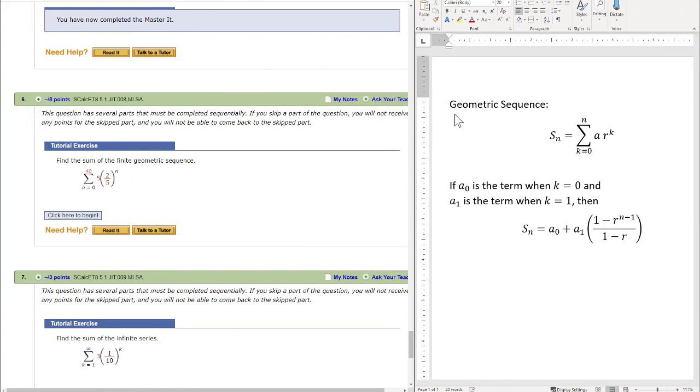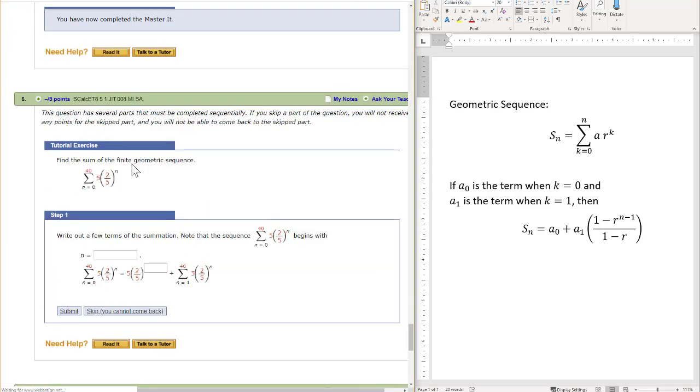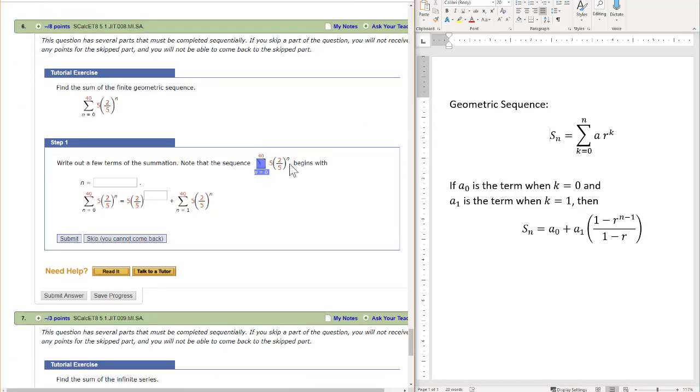Let's do a problem from your lab assignment, again from section 5.1. It wants us to find the sum of the finite geometric sequence. That's n goes from 0 to 40 of 5 times 2/5 raised to the nth power. So if we take a look at this sum, we write out the first few terms.